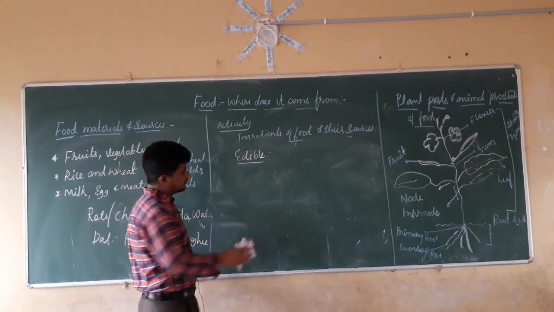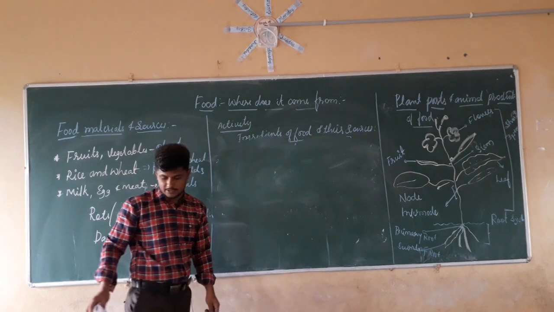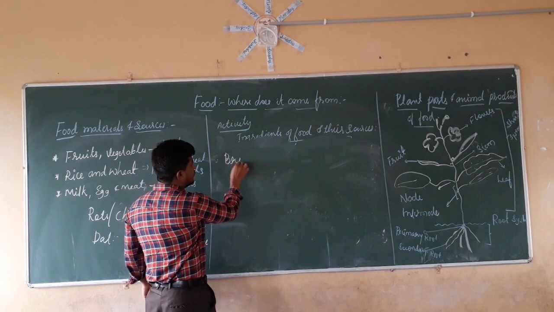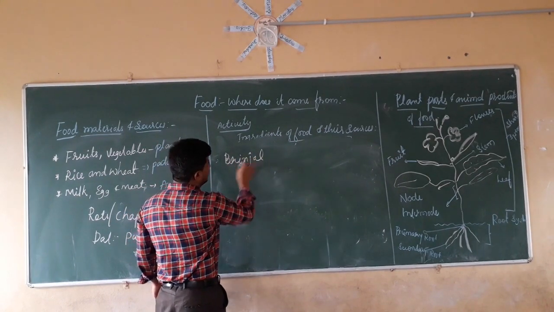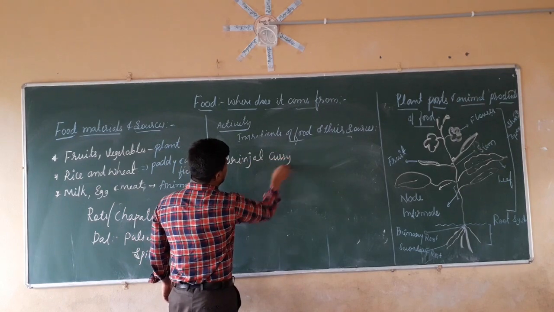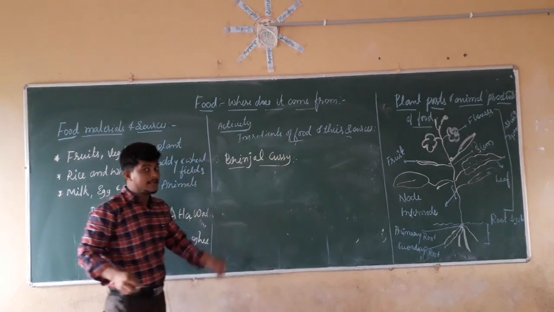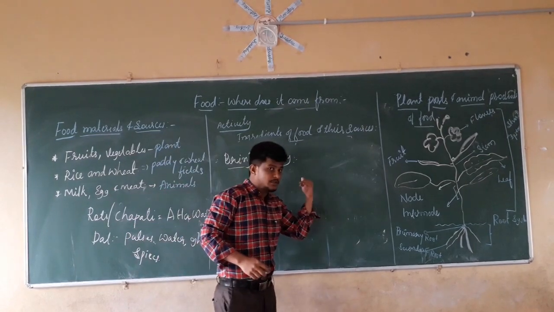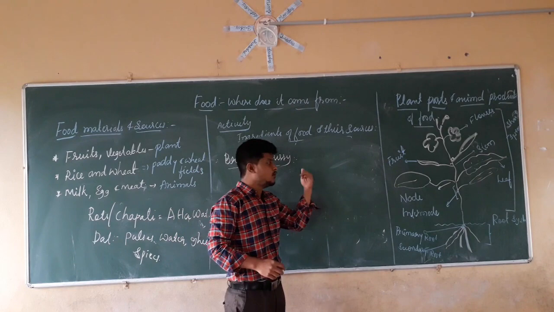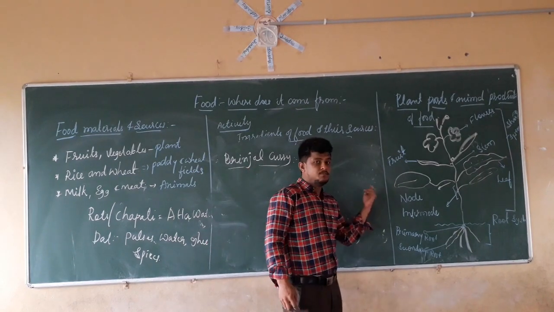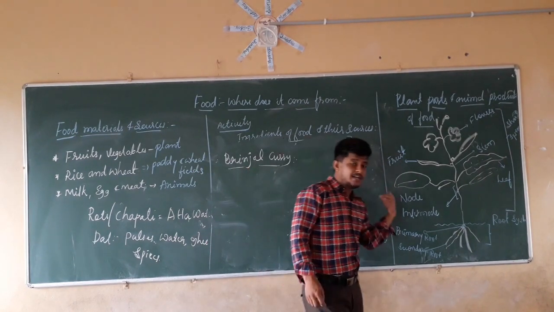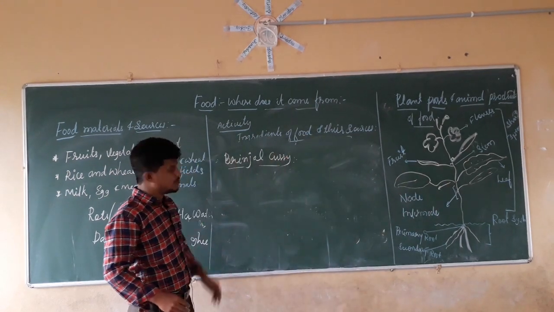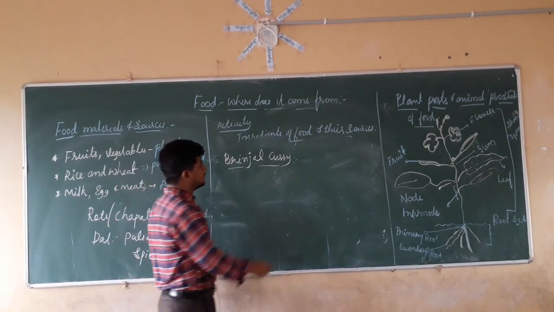Now take an example. We are going to make a brinjal curry. We have to make a list of the food items: what the ingredients are, from which source each is coming, and which part of the source it is coming from. We have to make four columns. Now for brinjal curry, the ingredients are as follows.